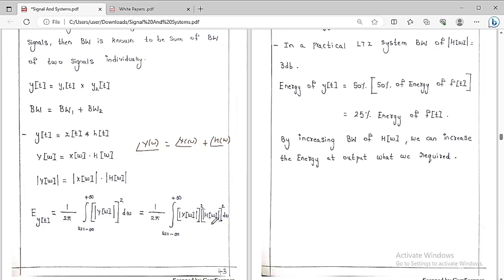So, this is the relation that you have to keep in your mind. Because mod of y of omega is equal to mod of x of omega into mod of h of omega, I have substituted here. So a into b whole square is equal to a square into b square, and from that we are going to get this relation. This is one type of relation.